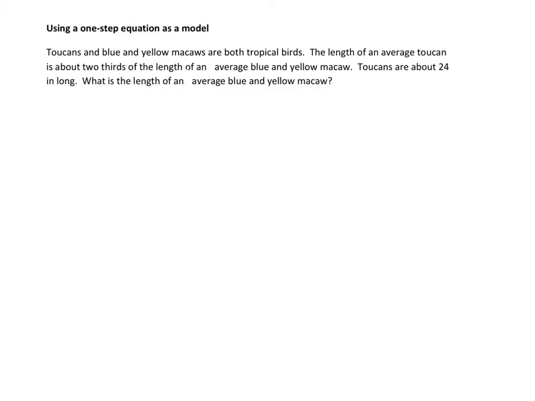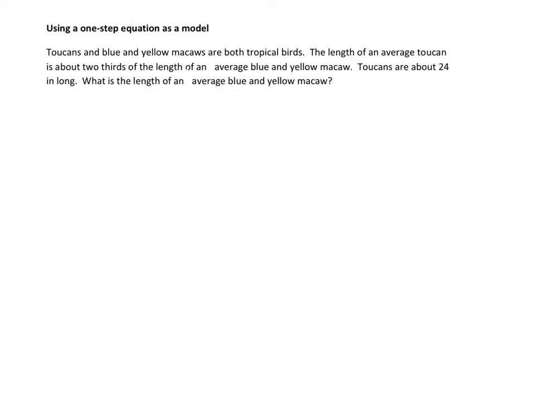Using a one-step equation as a model. Toucans and blue and yellow macaws are both tropical birds. The length of an average toucan is about 2/3 the length of an average blue and yellow macaw. Toucans are about 24 inches long. What is the length of an average blue and yellow macaw?